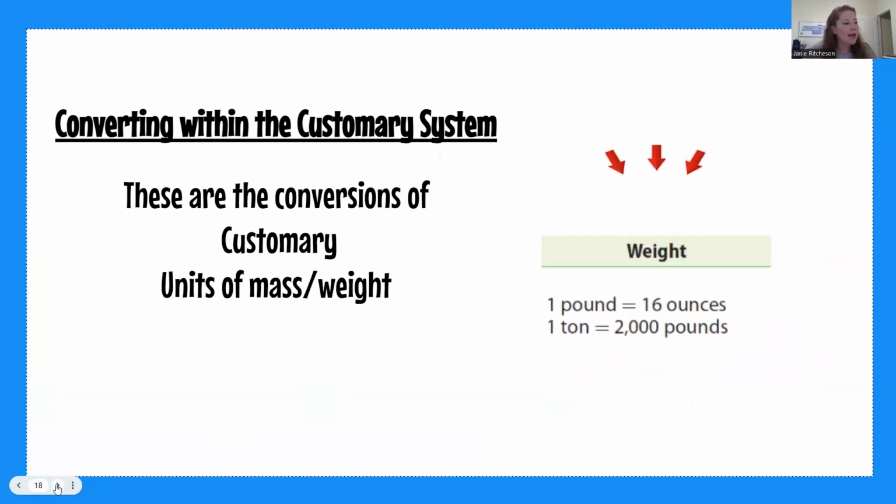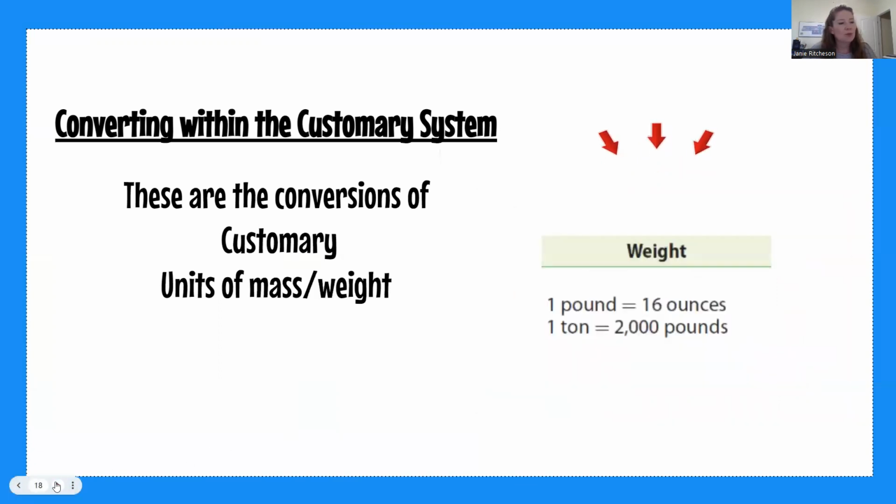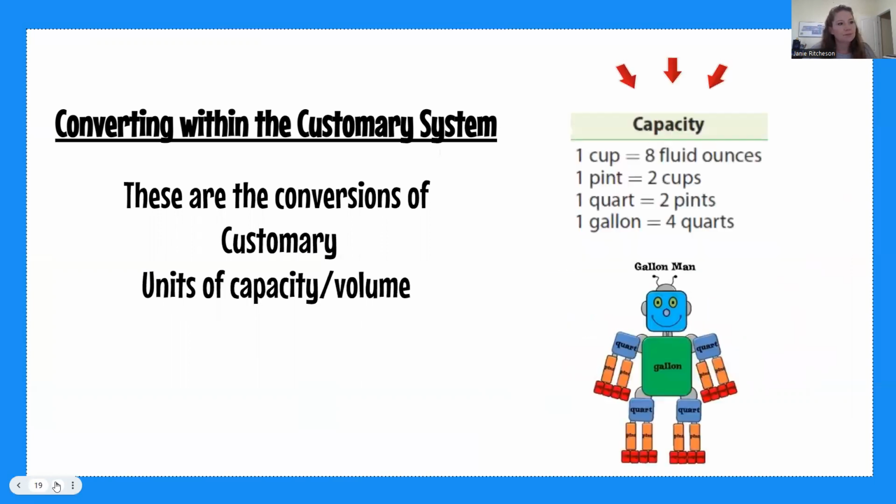So I would write these down. Do you have an agenda? I would write these units down in my agenda. I would write this chart down. I would write that you need to know there's 16 ounces in a pound, and there's 2,000 pounds in a ton. You need to know that. And for capacity, you need to know there's 8 ounces in a cup, 2 cups in a pint, 2 pints in a quart, and 4 quarts in a gallon.